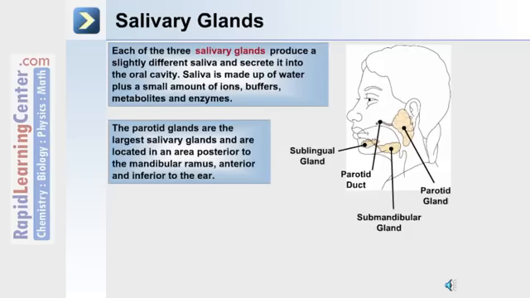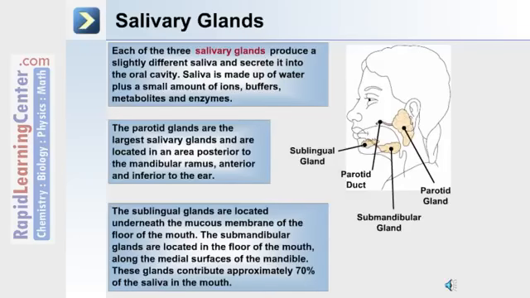The parotid glands are the largest salivary glands, and they're located in an area posterior to the mandibular ramus and anterior and inferior to the ear. The sublingual glands are located underneath the mucous membrane of the floor of the mouth. The submandibular glands are located in the floor of the mouth along the medial surfaces of the mandible bone. And these glands contribute approximately 70% of the saliva in the mouth.